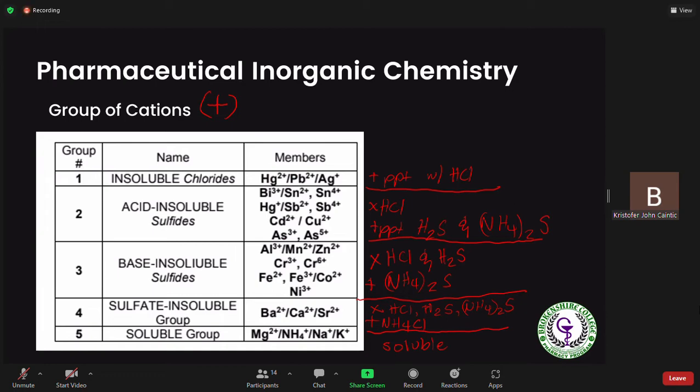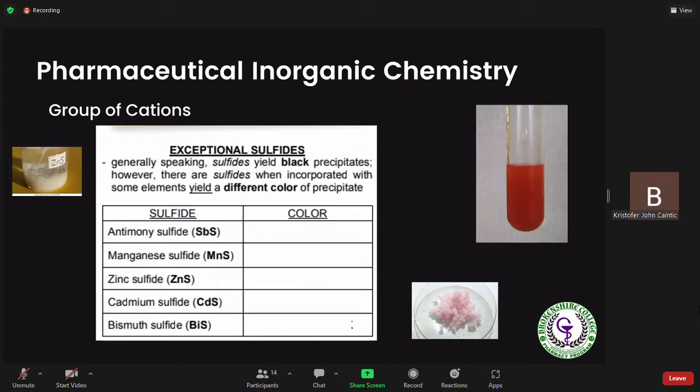So next, we have this one. Generally speaking, all of your sulfides are black or form a black precipitate, except for the following compounds. Antimony sulfide will give an orange precipitate. Take note of that. All sulfides are black except for the following compounds. Manganese sulfide will give us a pink color.